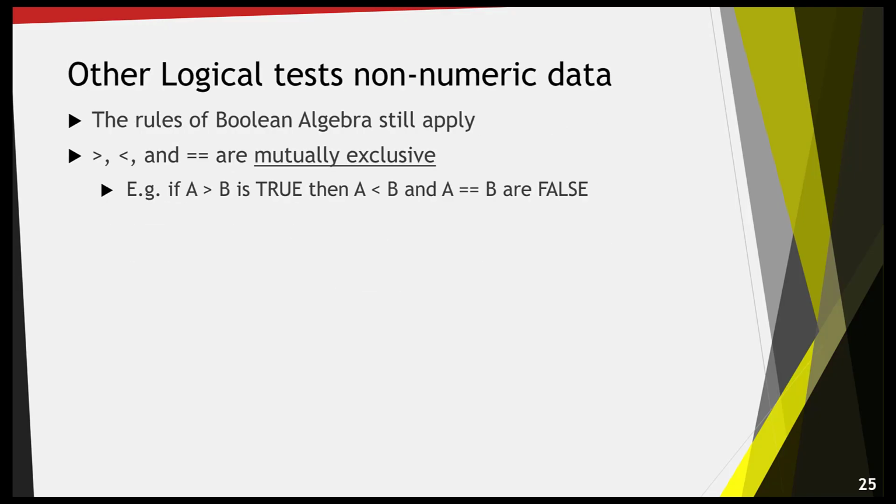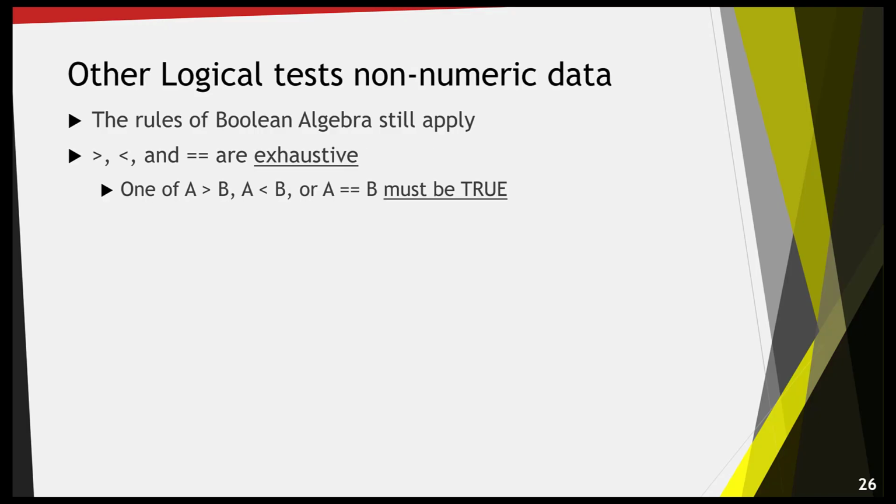So what about the other logical tests? Can we use those on non-numeric data? Sometimes you can, other times R will give you an error. When you can use them, the rules of Boolean algebra all still apply. That means that greater than, less than, and equal to are all mutually exclusive. In other words, if A is greater than B, then A can't also be less than B or equal to B. Boolean algebra also requires that those tests are exhaustive, which means that between A greater than B, A less than B, and A equal to B, one of those must be true.